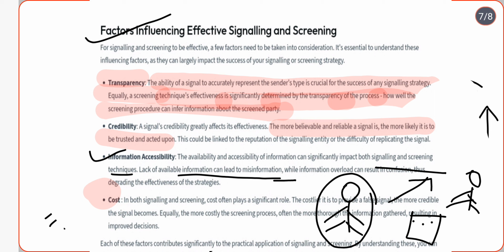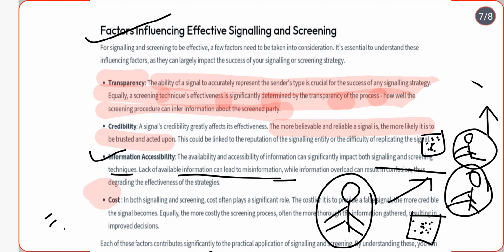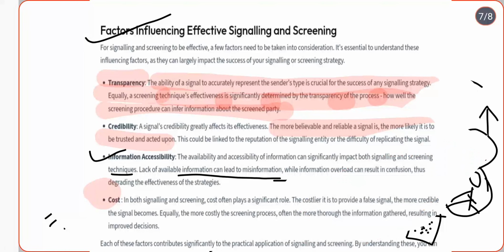And when there is a lot of information given, suppose there are two candidates coming and each of them has a lot of information. Now from this lot of information, which questions to be asked to the candidate also becomes a difficult problem. So a lot of information in the CV or in the application can also mislead, and that can also affect the screening and signaling.